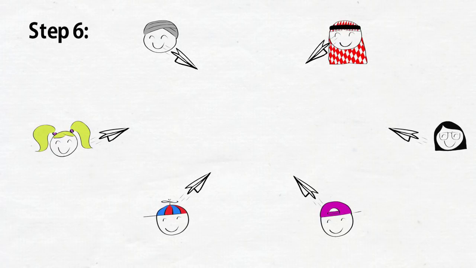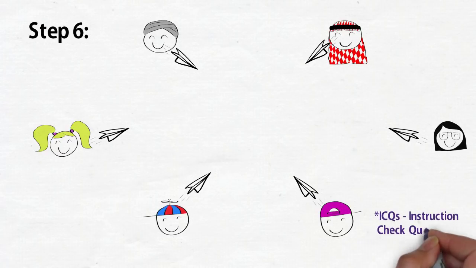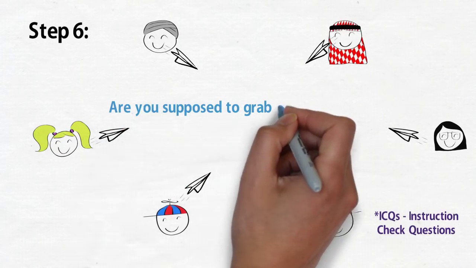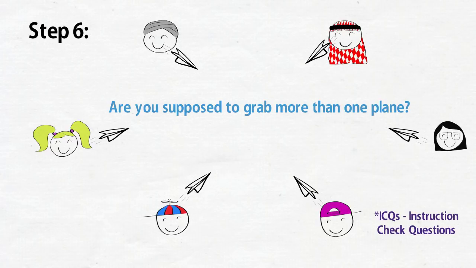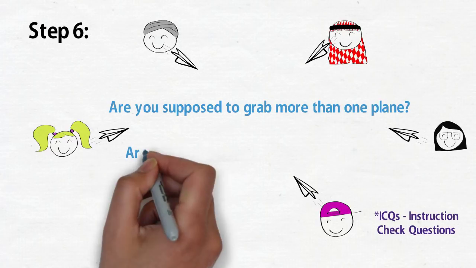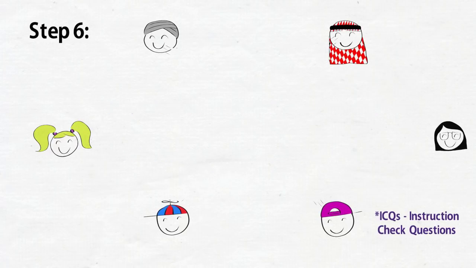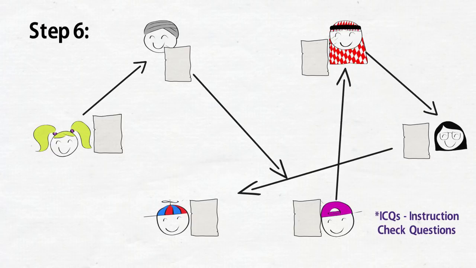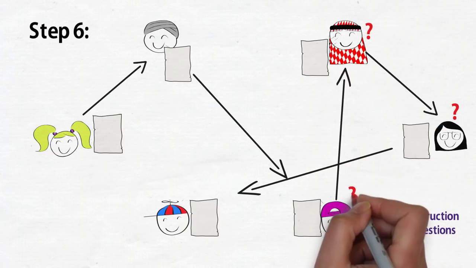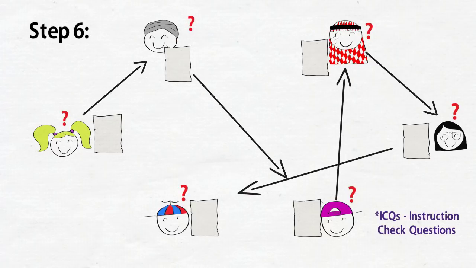If you want to make sure they got it, ask them some ICQs. For example, are you supposed to grab more than one? No. Are you supposed to grab your own plane? No. Once they grab the plane, they have to unfold it, find the owner, and ask those 2 questions that the owner of the plane had written.